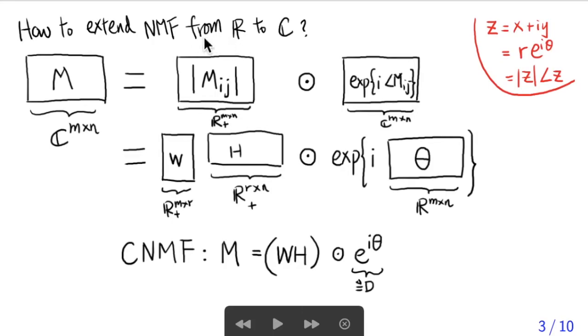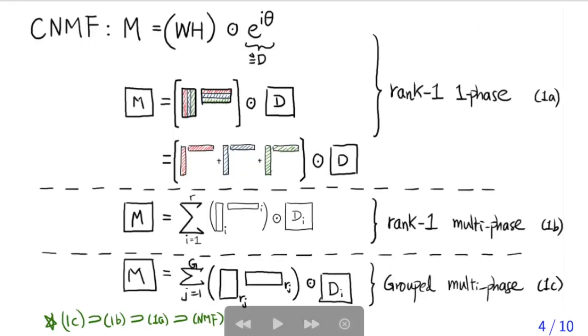How do we extend it to complex numbers? We can introduce the phase. For a complex number, we have a polar expression. R is the amplitude, e^{iθ} is the phase. So for this complex matrix M, we can introduce an amplitude part and a phase part. This θ is real, but this whole part is complex. With this CNMF, we actually have three models.